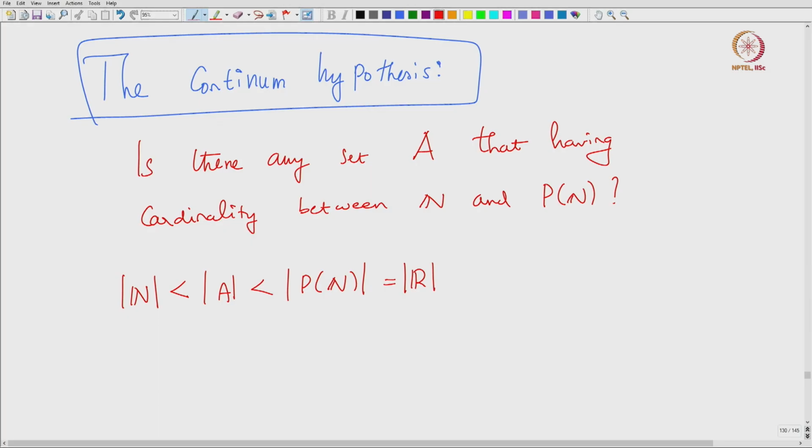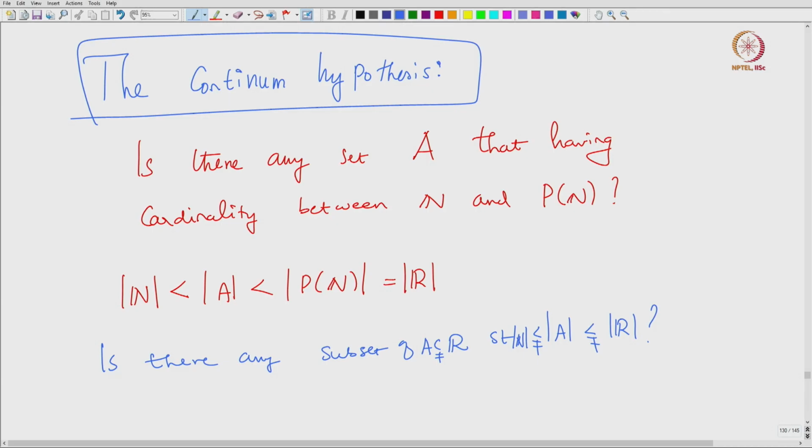So, one can replace this as follows. One can say: is there any subset of the real numbers, let us call it A, such that the cardinality of A lies between the cardinality of n and the cardinality of R? Okay. So, basically we want an infinite set A whose cardinality is different from the cardinality of n and the cardinality of R. And this is what is called the continuum hypothesis.